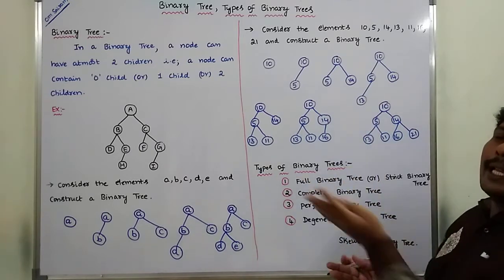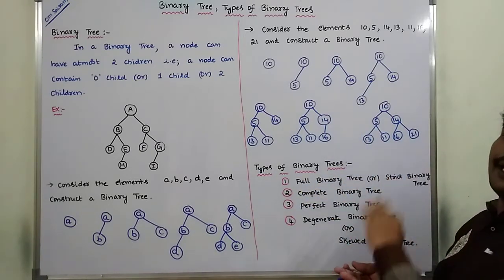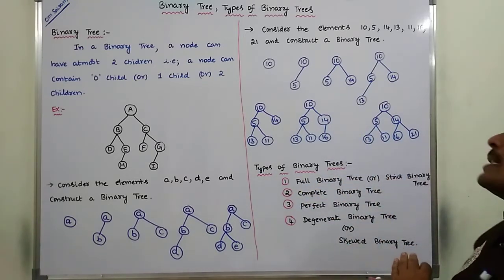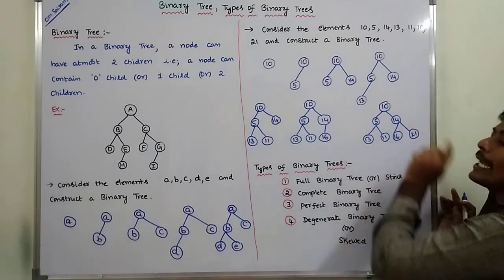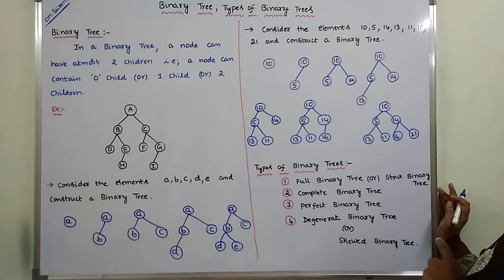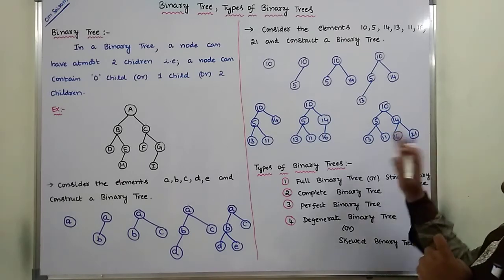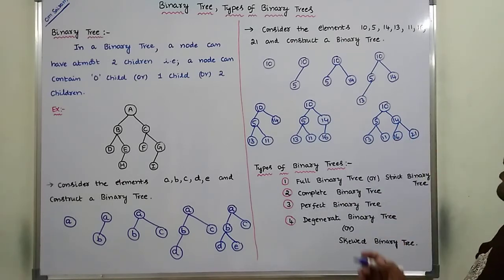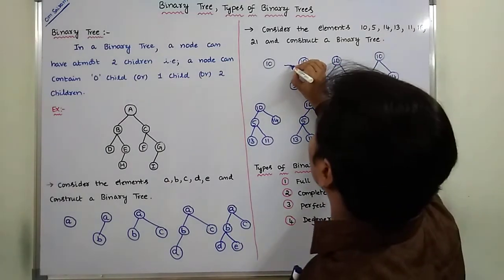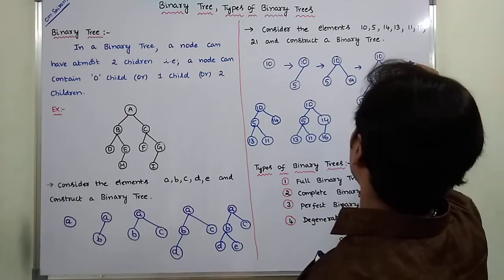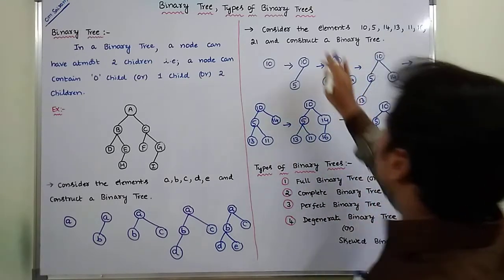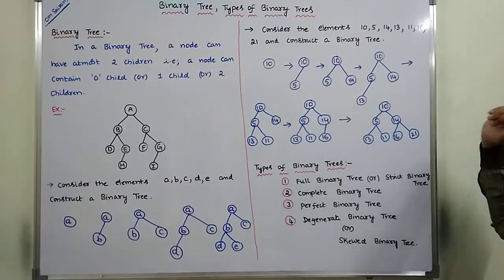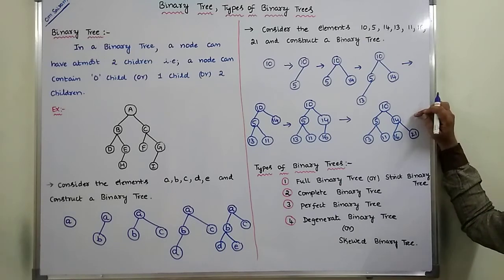After the left child is completed, next priority is given to the right child. Once a node has two children, then we move to the next node in the same level. Okay. So this procedure is repeated until all the elements are inserted into the tree. So finally, after inserting all the elements, we get the binary tree.